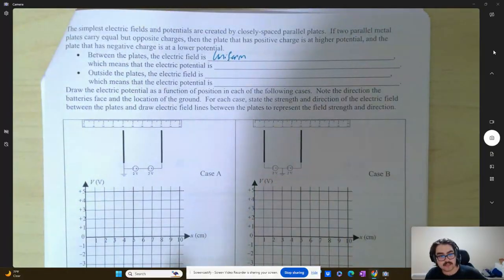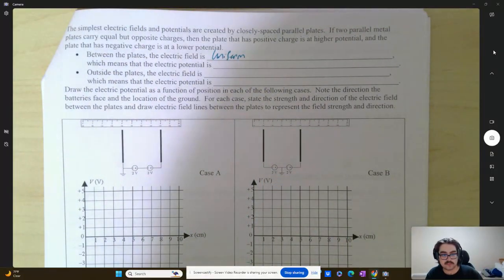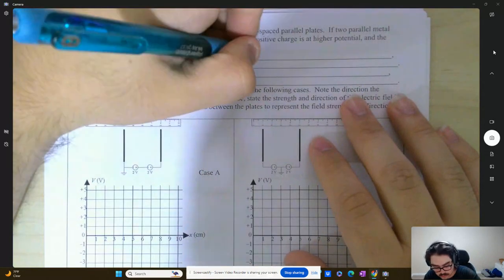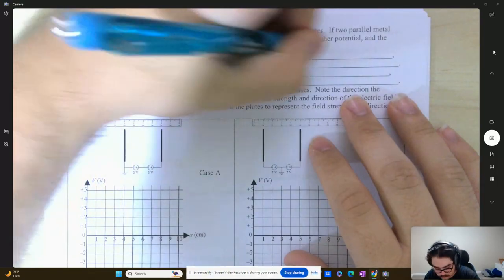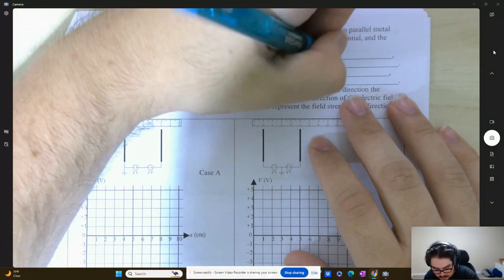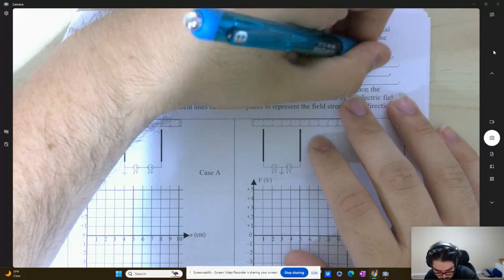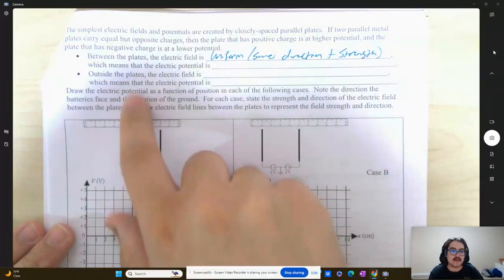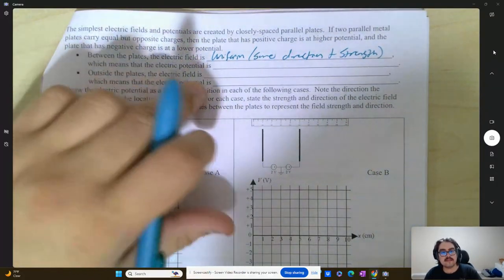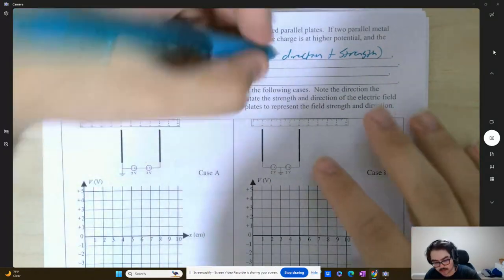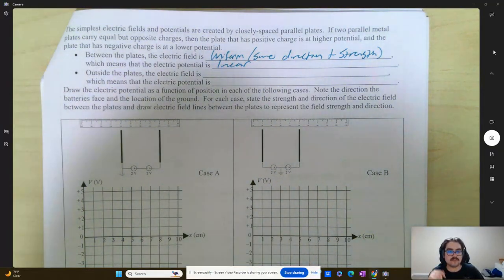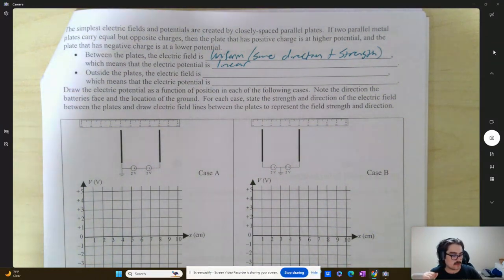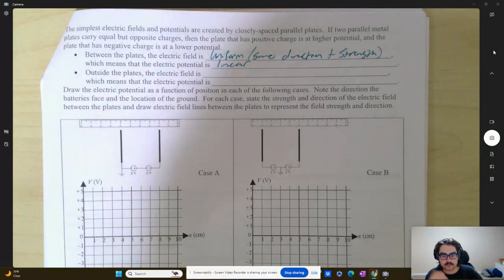Between two potentials, the electric field is uniform, so it's the same at all places between them. It's the same direction and strength. And between the plates, the electric potential should be linear. That means the potential changes linearly throughout the plates. There's no weird stuff going on. It's not quadratic or cubic or anything. It's changing at a linear rate between the plates.